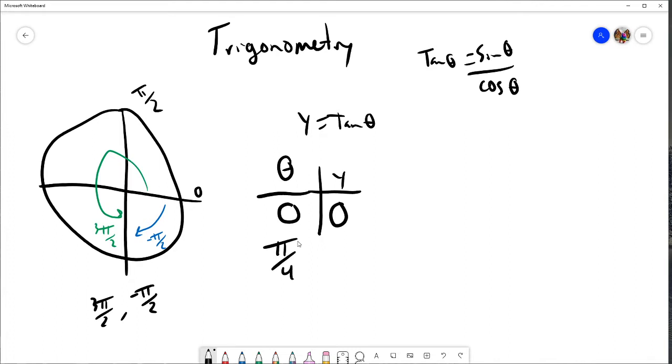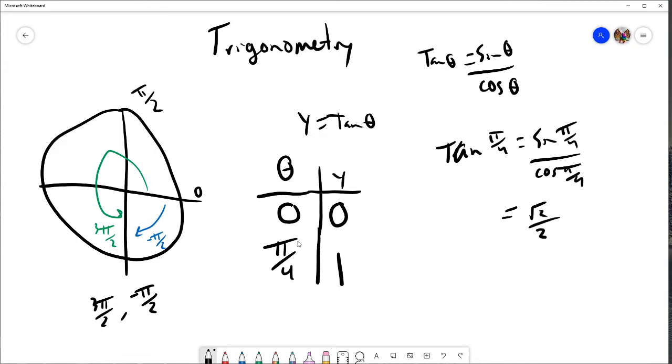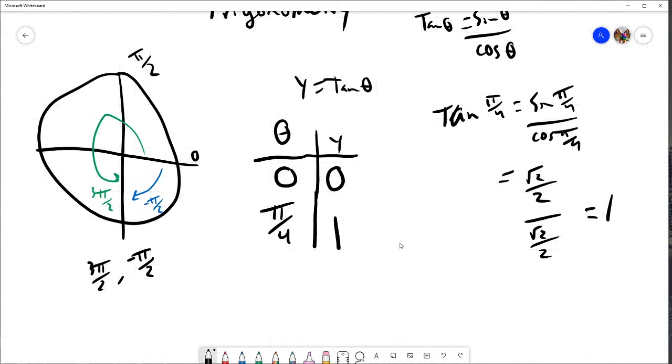And when we think about pi over 4, tangent of pi over 4 is sine of pi over 4 over cosine pi over 4, and for both sine and cosine that is going to be square root 2 over 2. So square root 2 over 2 divided by square root 2 over 2 is going to give you a 1. And we can work that out. Tangent of pi over 4 is equal to sine of pi over 4 over cosine pi over 4, which is equal to root 2 over 2 over root 2 over 2, which is equal to 1. So that's our justification for that.